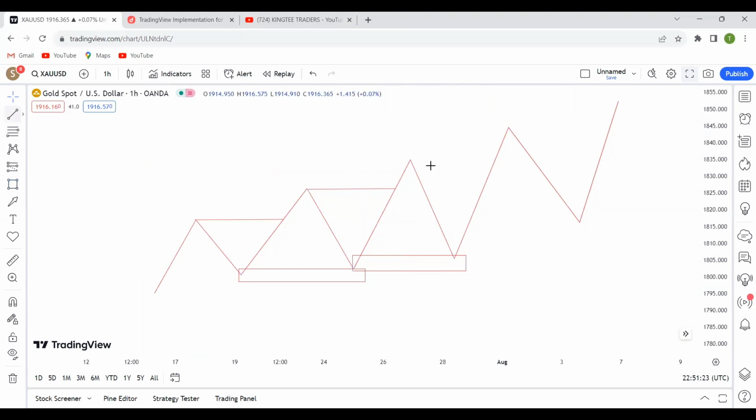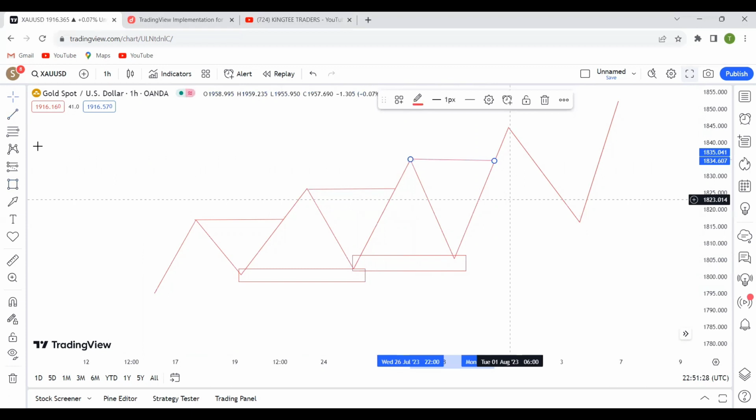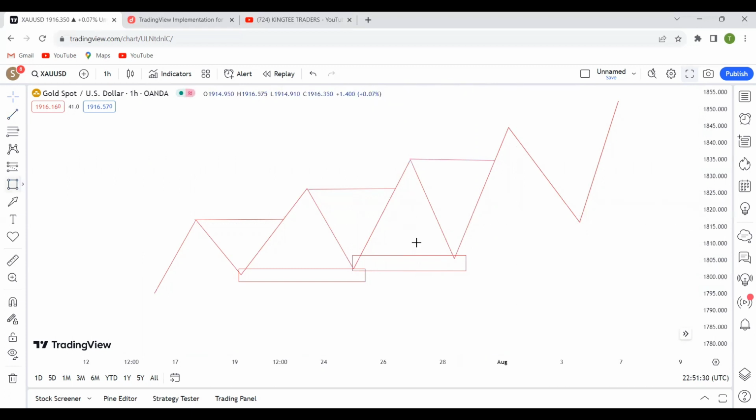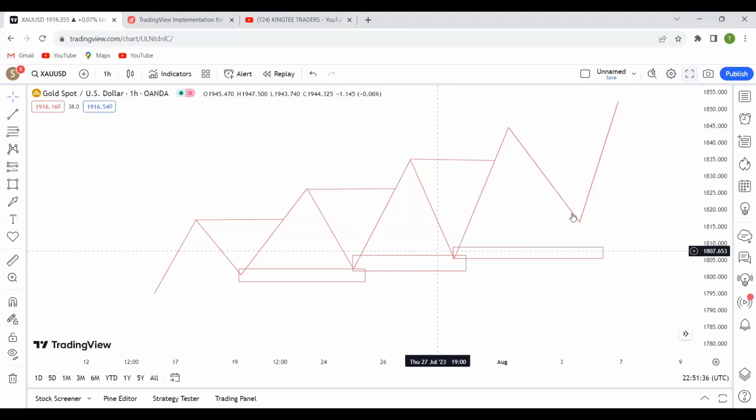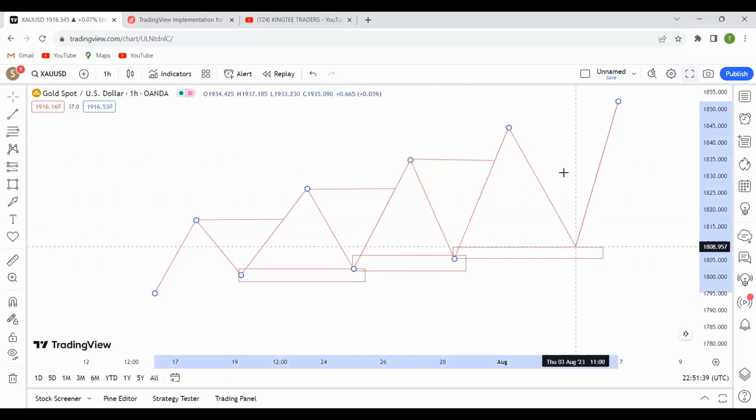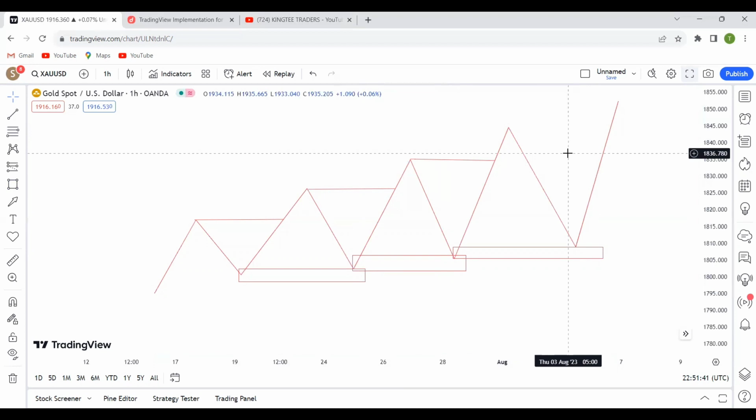We are going to have a break of market structure again. And our order block in this case is going to be where? Here. It's the last bearish candlestick. The market came and mitigated our order block and pushed up. So this is an uptrend.